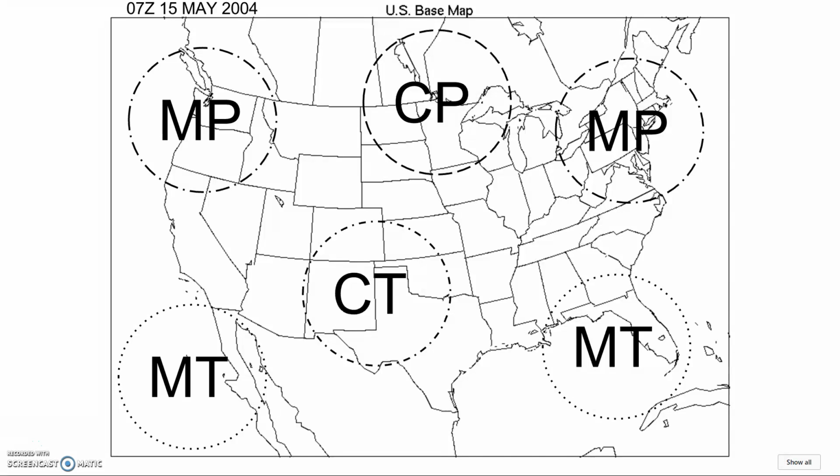The date is May 15, 2014. The time is 12 p.m. EST, while it is 7 a.m. at the prime meridian. Here we see air masses in the U.S. such as the continental polar and the maritime tropical air masses.